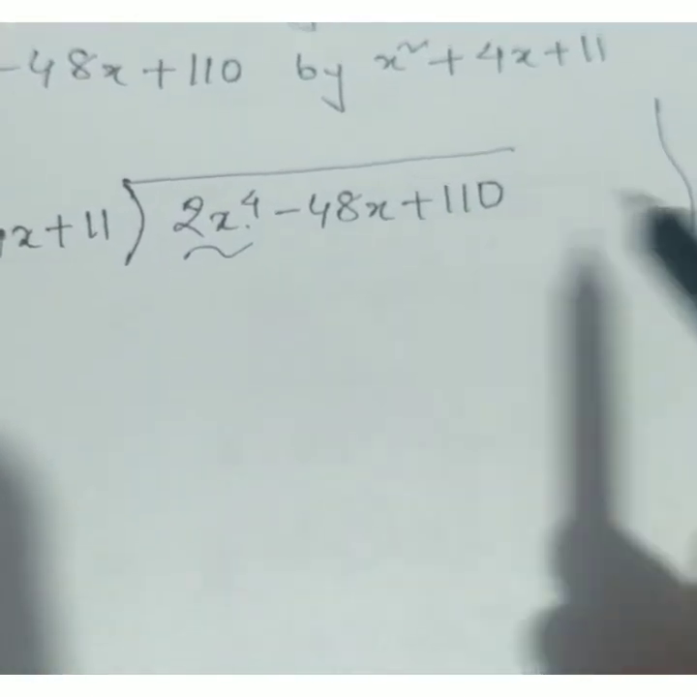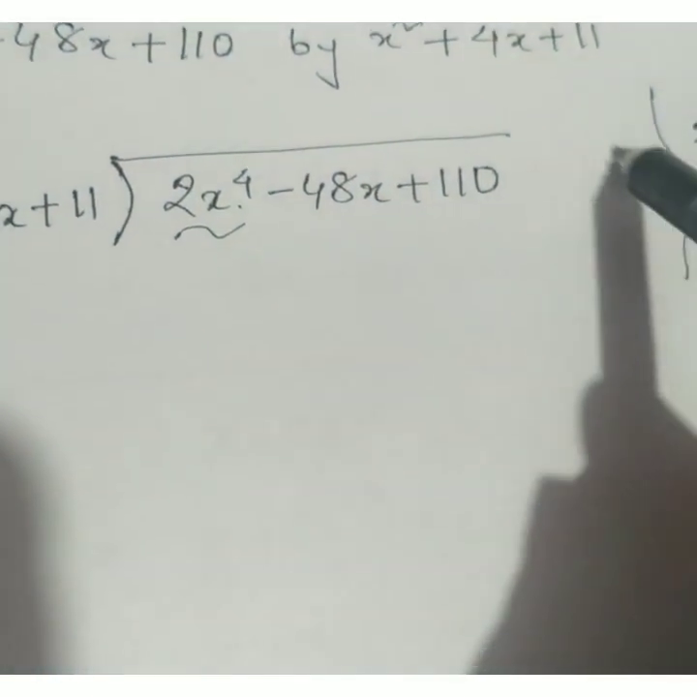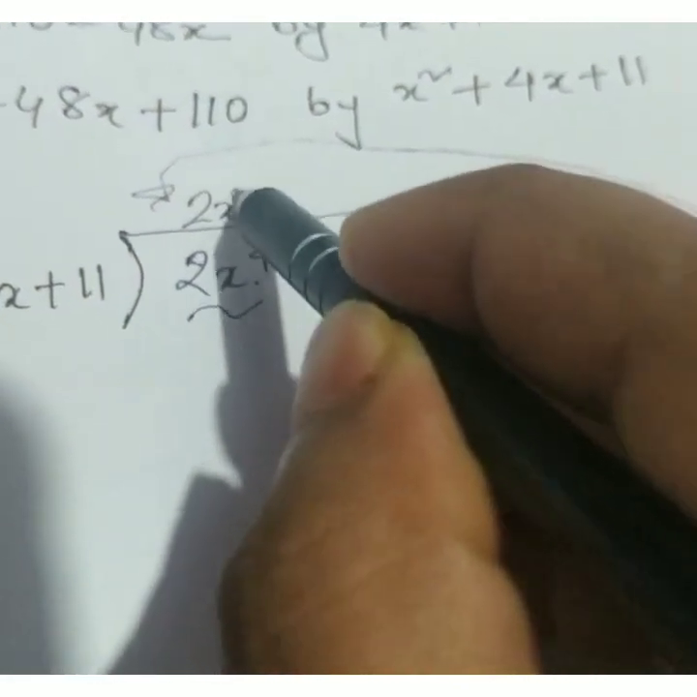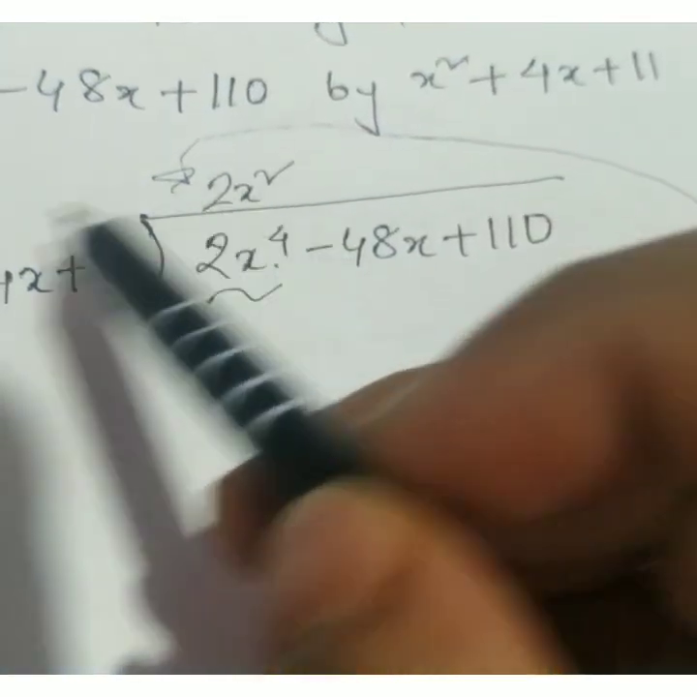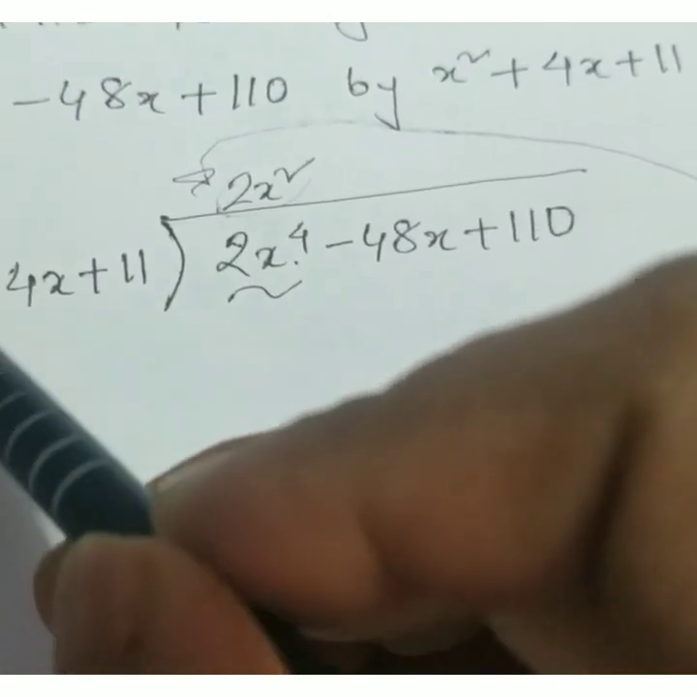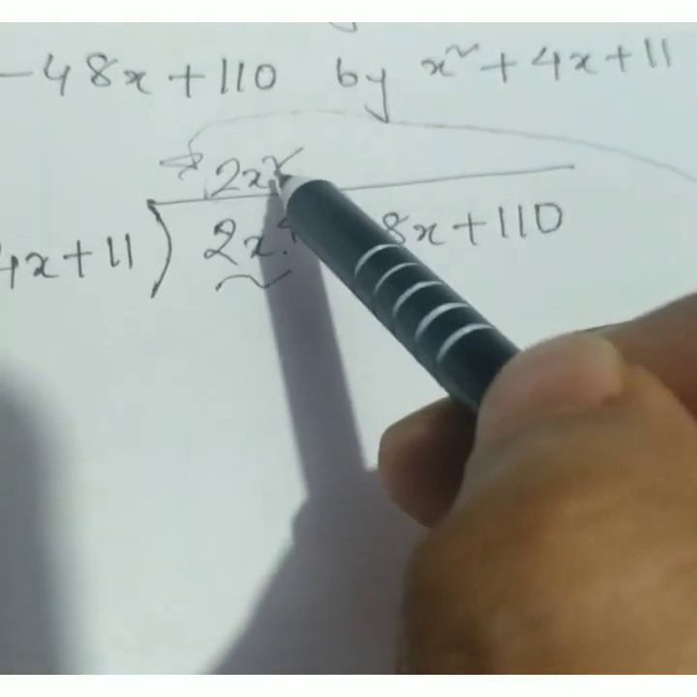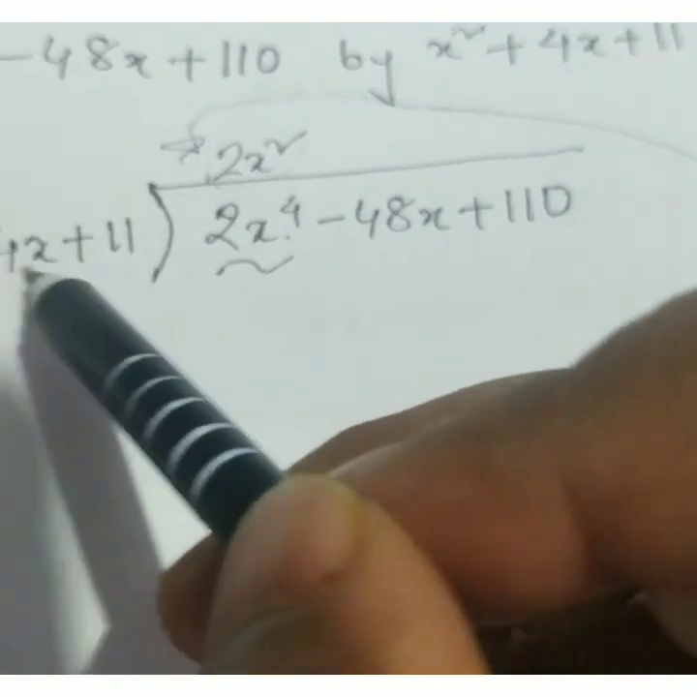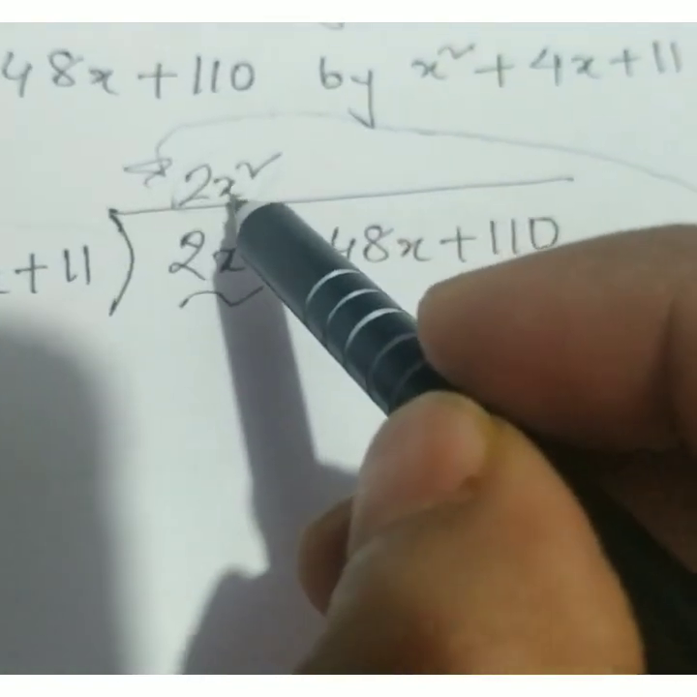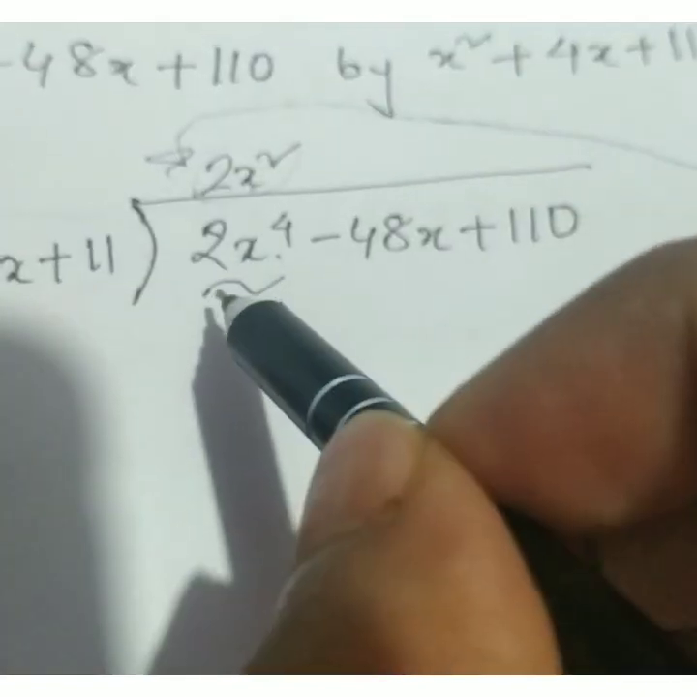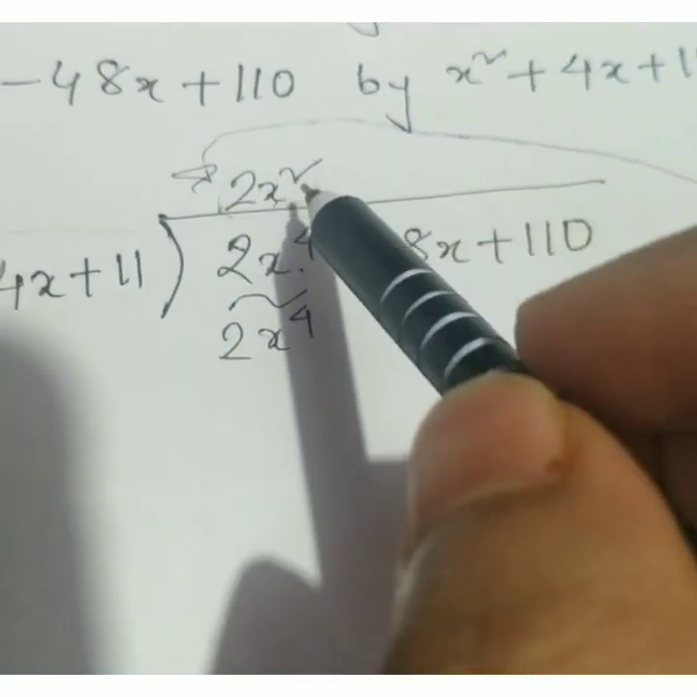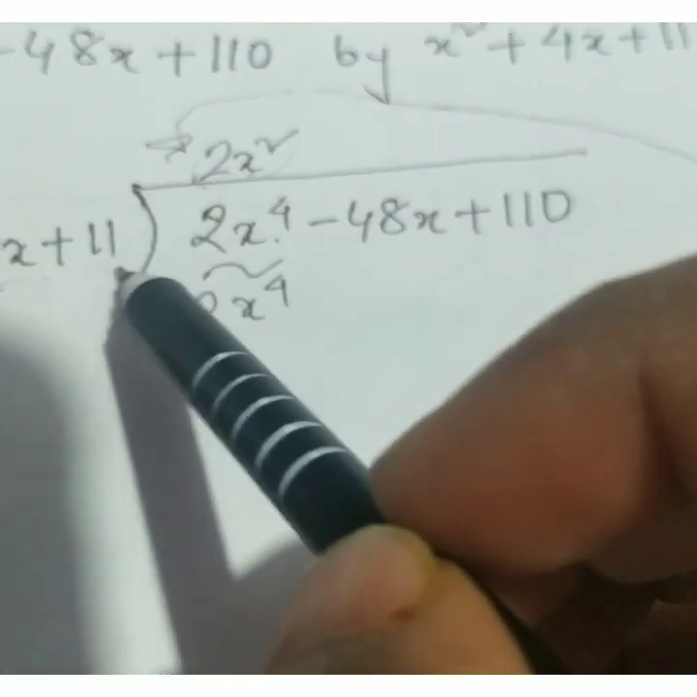the first answer. Okay, so 2x², this 2x² I will be writing first. So I am writing 2x² now. This 2x² just does not get multiplied by this number. It needs to be multiplied with the whole polynomial. So 2x² into x² is what? 2x⁴, right? But you can see there is 4x and 11 as well.